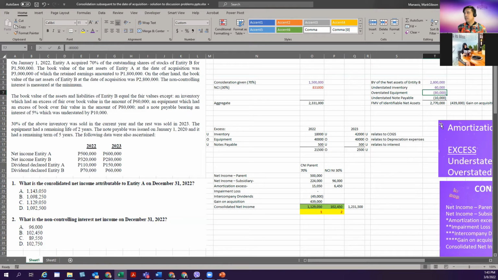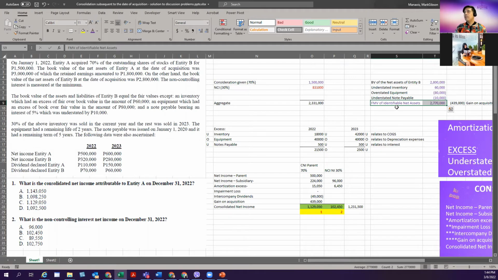So minus 80,000. A note payable bearing an interest of 5%, which was understated by 10,000. So understated ang notes payable natin, and since liabilities ito, kung ang liabilities natin are understated, then we have to deduct it. So after that, makukuha na natin itong fair market value of identifiable net assets. So tandaan na, identifiable net assets.